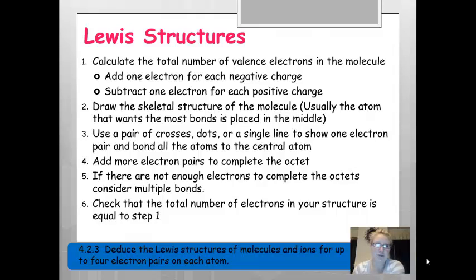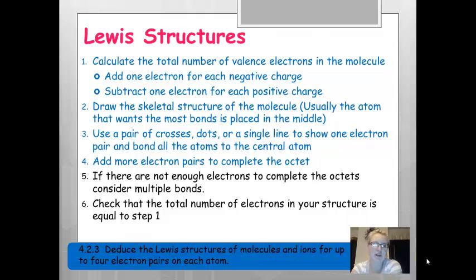There are multiple steps to drawing Lewis structures. The first step is to calculate the total number of valence electrons in the molecule, adding 1 electron for each negative charge and subtracting 1 electron for each positive charge. The second step is to draw the skeletal structure of the molecule and put the atom that wants the most bonds in the middle. The third step is to connect all of the atoms together with single lines to show 1 electron pair, and this bonds all of the atoms to the central atom.